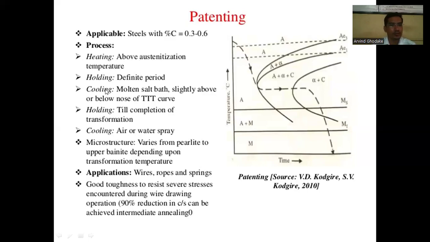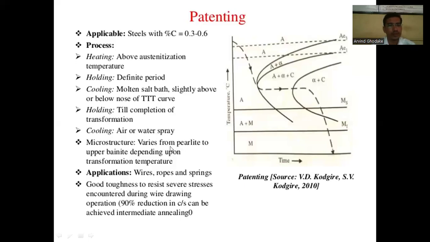Then the next process is cooling. In a molten salt bath, slightly above or below the nose of the TTT curve, the cooling is carried out with the help of a quenching medium, the molten salt bath. Then, after cooling, holding till completion of the transformation. After that, final cooling is with the help of air or water spray to room temperature. So this is the process carried out for patenting: heating, then holding, then cooling, then again holding, then final cooling with the help of air or water spray.